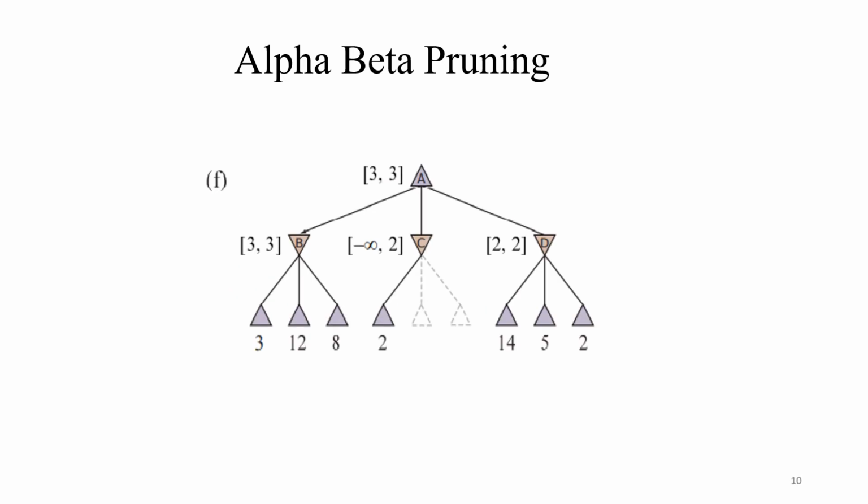The second successor of D is 5. So again we need to keep exploring. The third successor is 2. Now D is worth exactly 2. Max's decision at the root is to move to B, giving a value of 3.